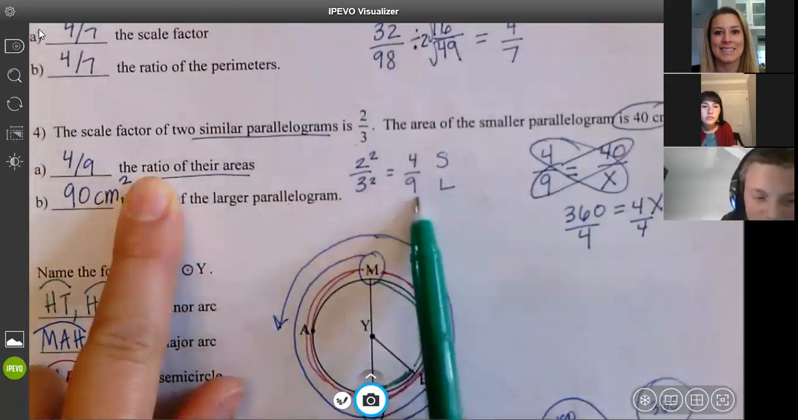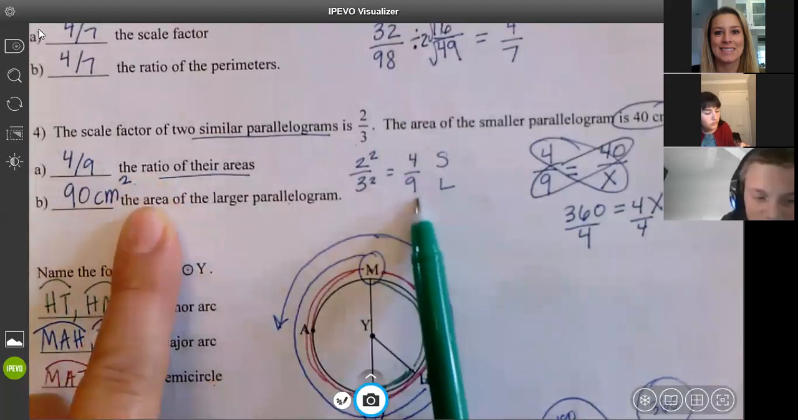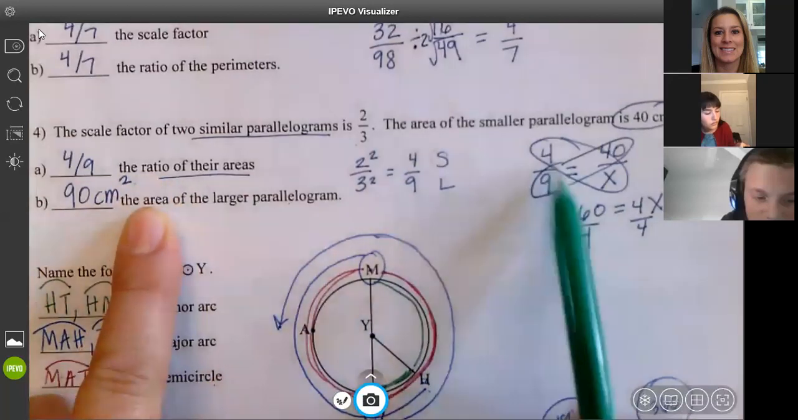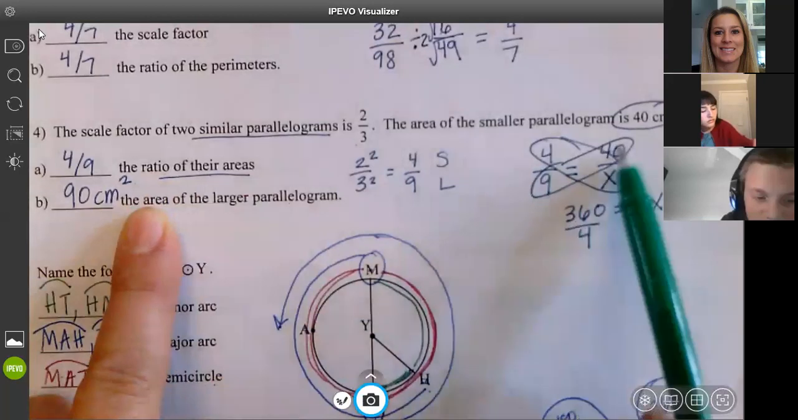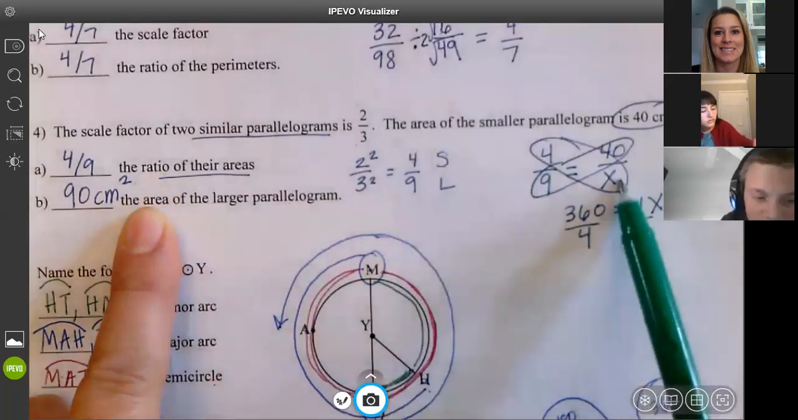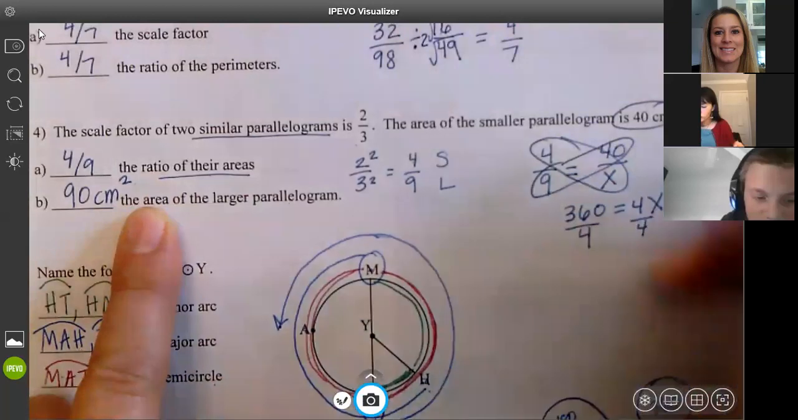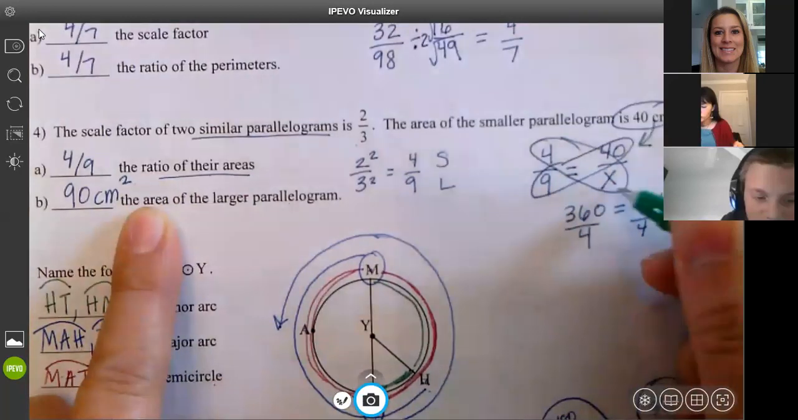Now we're going to do the proportions. So it's 4/9 equals small over large. The small one, 40, goes in the numerator, and the denominator is the unknown.